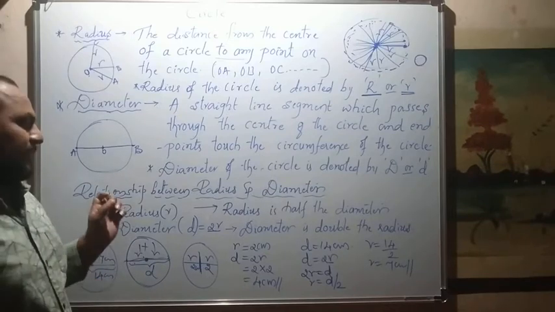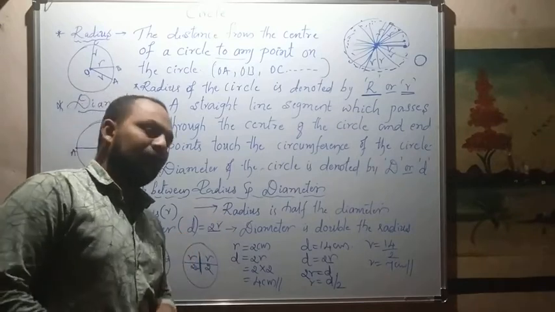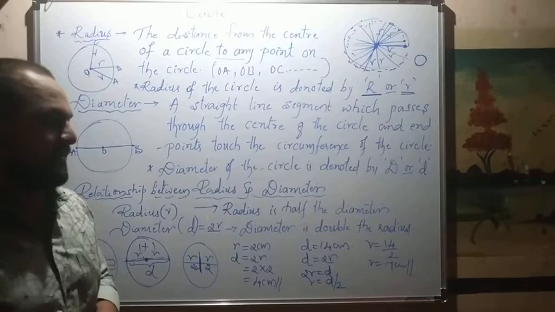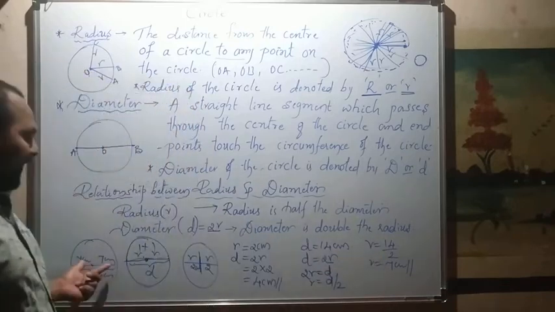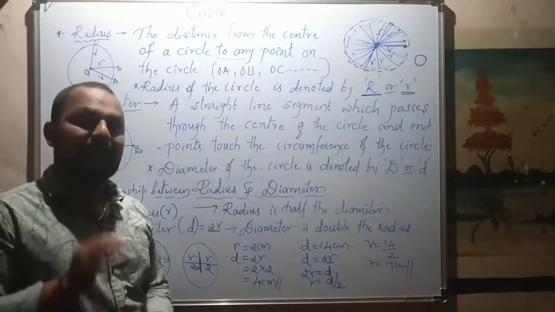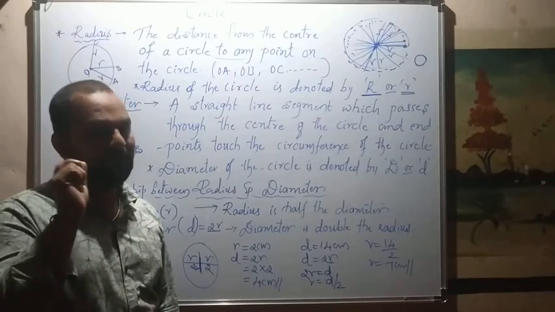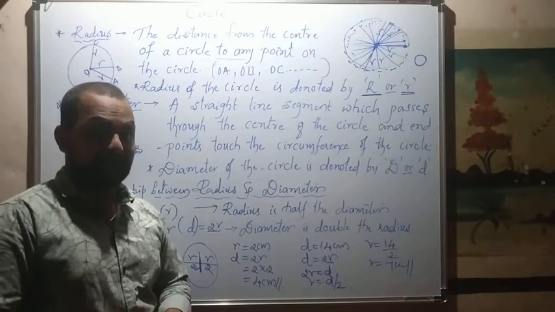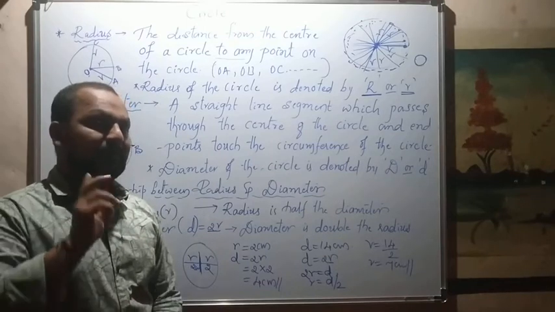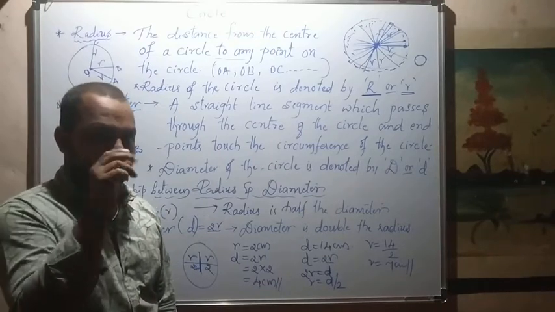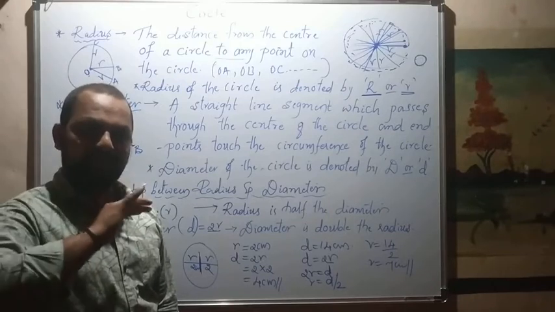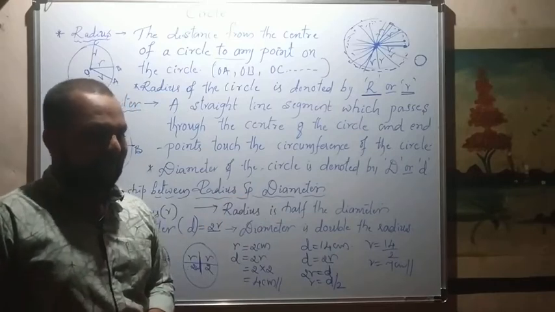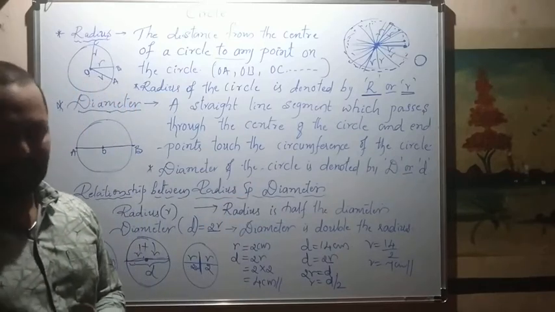The radius is equal to half of the diameter and the diameter is equal to 2 times of radius. Now if the diameter is 8, what will the radius be? Half of it, that is 4 centimeter. Now if my radius is 9 centimeter, what will the diameter be? Double of it. Radius doubled is the diameter, diameter halved is the radius. 9 centimeter doubled is 18 centimeter, which becomes the diameter.